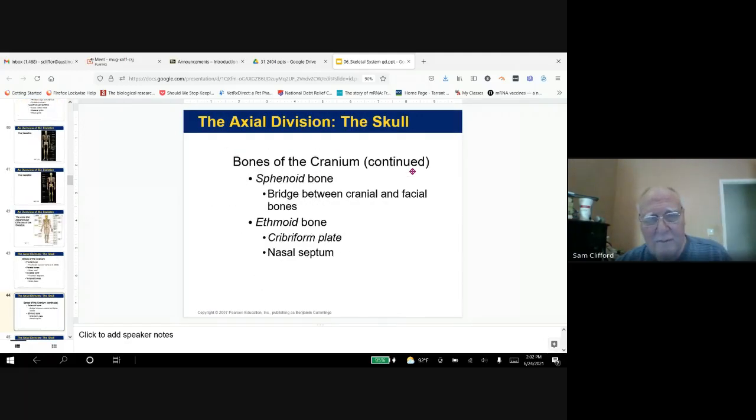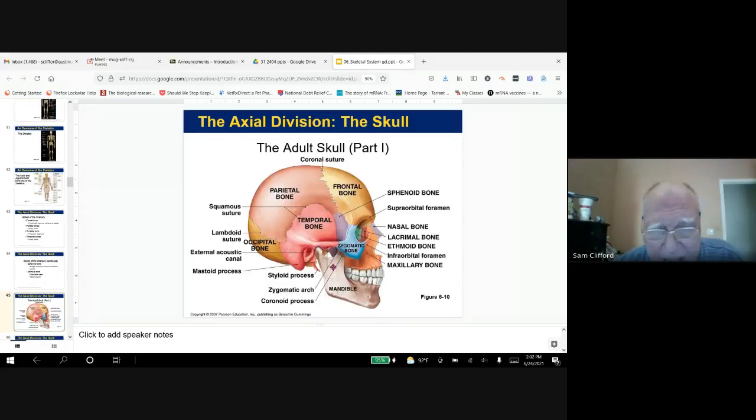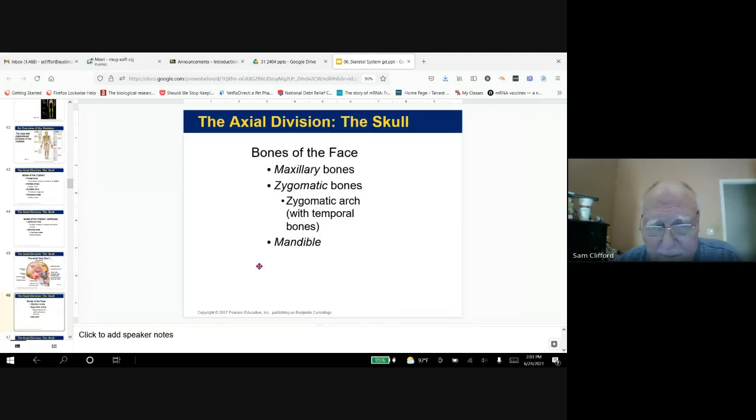Bones of the cranium. Make sure you know all of these bones, so look at this. There'll be questions about the ethmoid, the parietal, and so on. So the flat bones of the skull, the bones of the face, and so on, of the eye cavity. You should know all of these bone names.